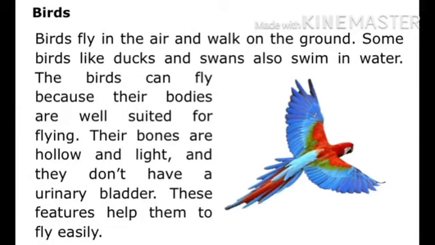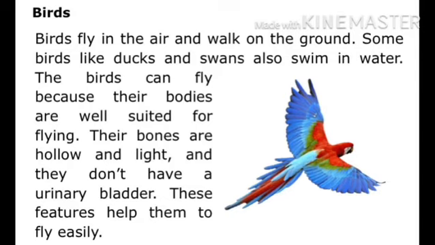Now see, how do birds fly? Birds have two kinds of locomotion. Birds can walk on any surface with their legs. The bones of the hind limbs are fit for walking and perching. Birds fly in the air and walk on the ground. Some birds like ducks and swans also swim in water.